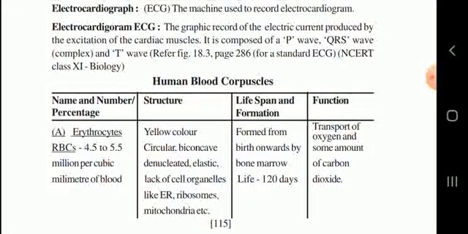Now human blood corpuscles. First, erythrocytes, RBC. There should be 4.5 to 5.5 million per cubic millimeter of blood. The structure is like a yellow circle. The lifespan is 120 days, formed from birth onwards by the bone marrow. And the function is transport of oxygen. So this is the RBC. Red blood cells should be 4.5 to 5.5 million per cubic millimeter of blood, and they transport oxygen.